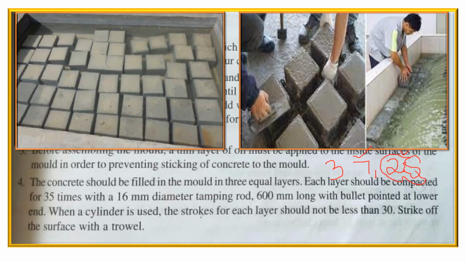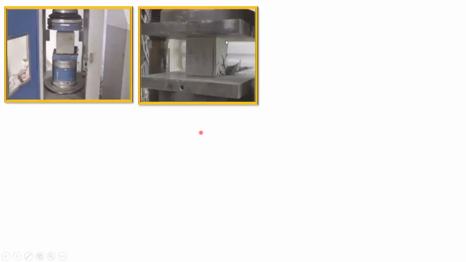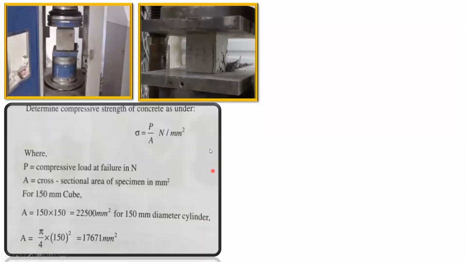Now coming to the testing part. So this is how it is. We'll apply a compressive load as we have already seen. And one thing we need to remember: the load has to be applied at 14 Newton per mm square per minute. That means you have to apply gradual load. It should not be an impact load. Slowly you have to keep on increasing the load, so that what will happen?